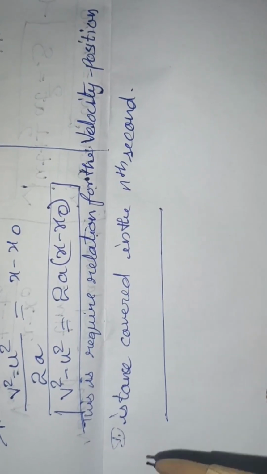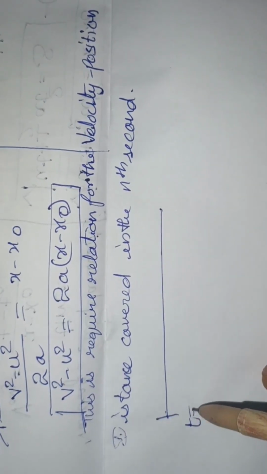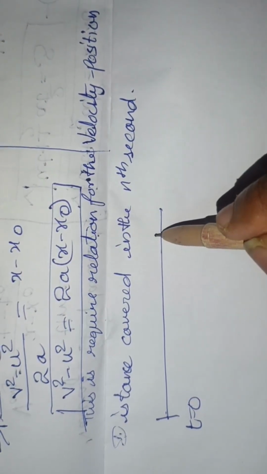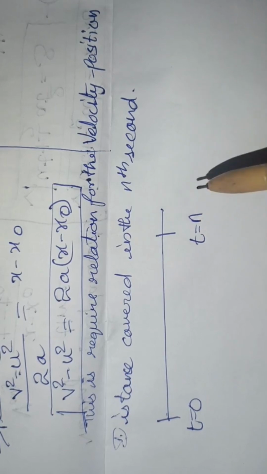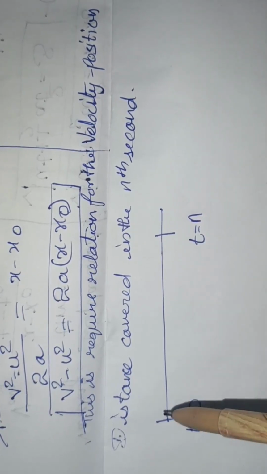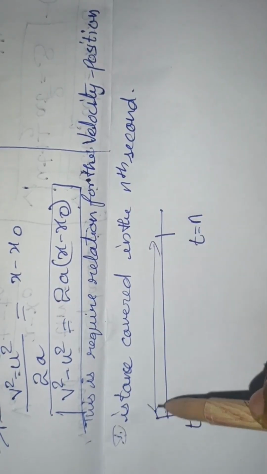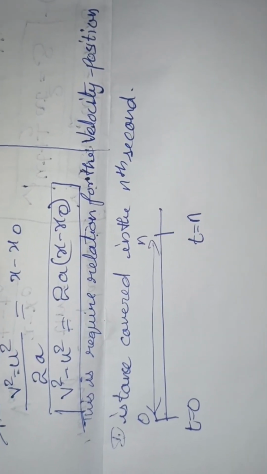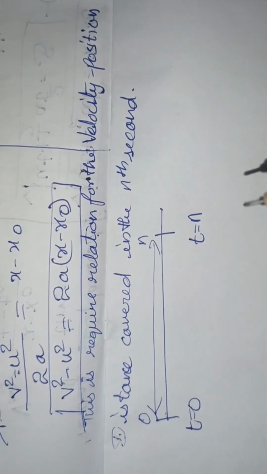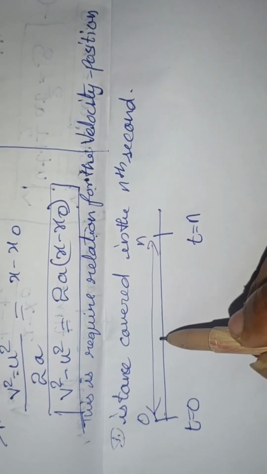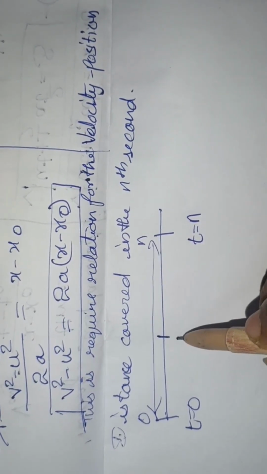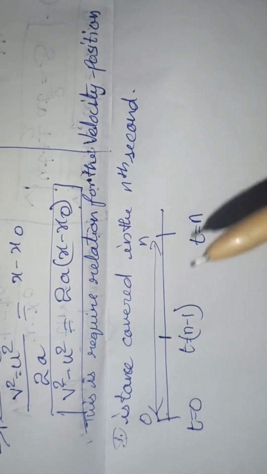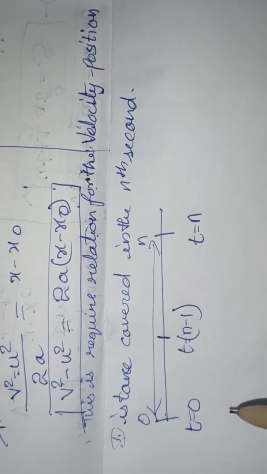In this line, we would say that here time is considered as 0. Here I will consider the time t equals n. This is the basic understanding we need. So the work is done from 0 to n. If I draw a line in between like this, this is t equals n minus 1. Some distance we will consider. This is n minus 1.